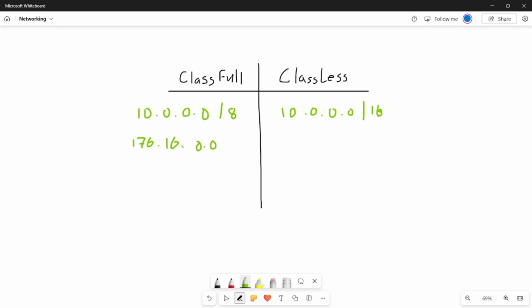176.16.0.0. So we can say the subnet mask of this IP address is 16, and for the same IP address, another one says no, your subnet mask is 24. The example on the left-hand side uses the default subnet mask of the IP address because it is a class B IP address. The example on the right-hand side uses another subnet mask rather than the default subnet mask. So it is a classless IP address.